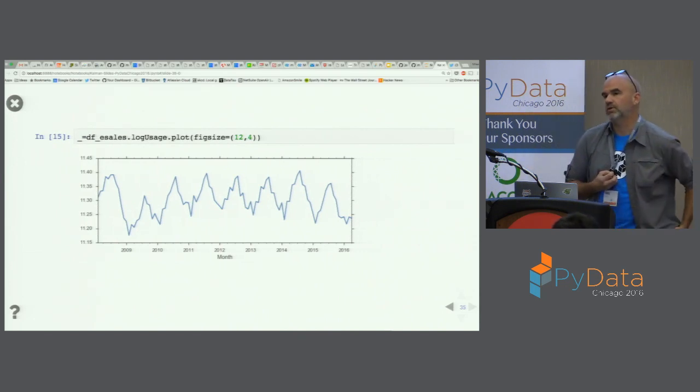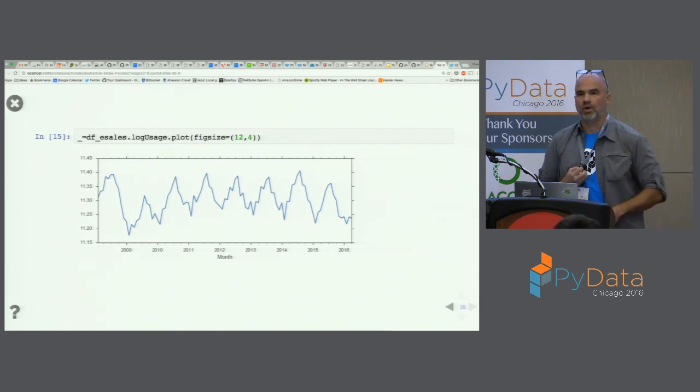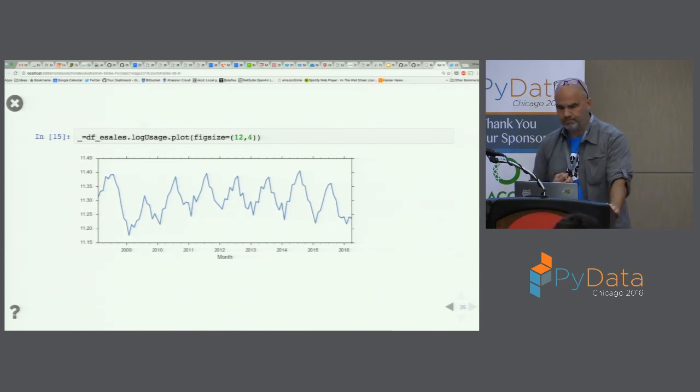So this is what industrial electricity demand looks like. And probably the first thing you notice is that there's a fairly prominent seasonal aspect to it. So the first thing you want to do in this type of model is figure out what that seasonality is. And this is monthly data, so typically that means a 12-month season.